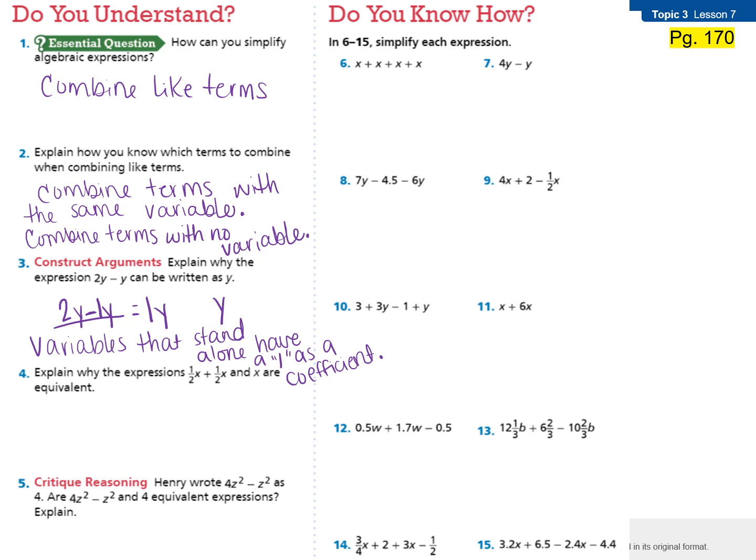Number 4. Explain why the expression 1/2 x plus 1/2 x and just x on its own are equivalent. So again, if you have 1/2 x plus 1/2 x, you have combined terms that you can put together. So a half of a cookie plus another half of a cookie would make one whole cookie with the variable x. How is this similar to just x on its own? It would be the same as what we said for number 3.